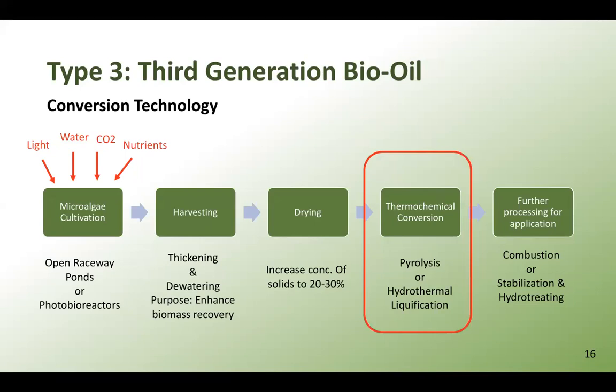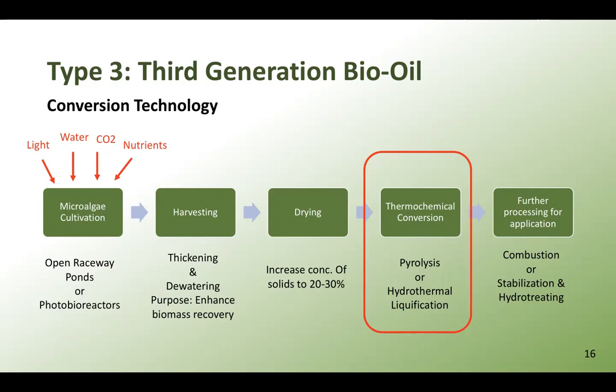it goes through a series of 5 steps. First, there's the cultivation stage that has an input of light, water, CO2, and nutrients. And the cultivation stage can either occur in open raceway ponds or photobioreactors, and it depends on the type of microalgae chosen to produce the bio-oil.